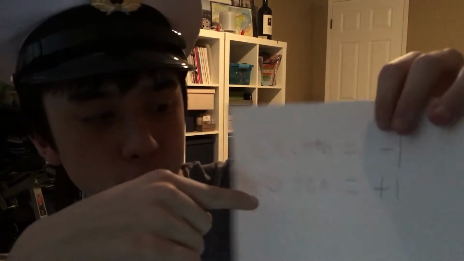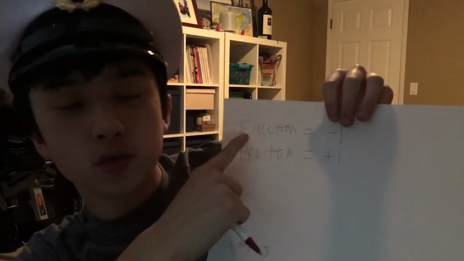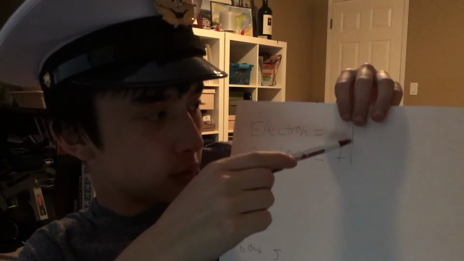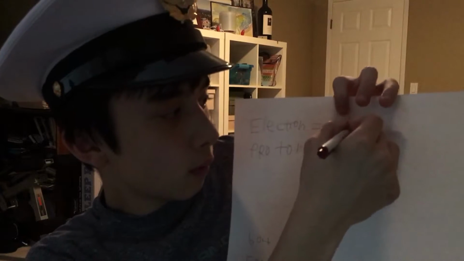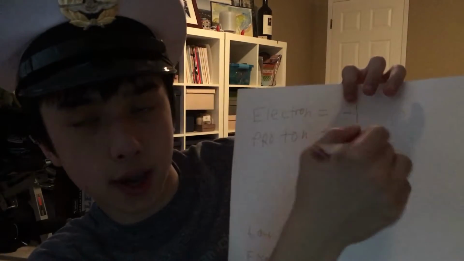Imagine like this: proton and electron, right? Proton is going to be +1, electron is going to be -1. If you put these 2 together, they equal 0 because it's adding with negative numbers.